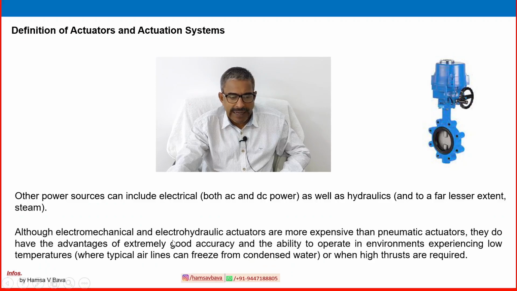Although electromechanical and electrohydraulic actuators are more expensive than pneumatic actuators, they do have the advantages of extremely good accuracy and the ability to operate in environments experiencing low temperature, where typical air lines can freeze from condensed water, and when high thrust is required. So in some locations, for specific requirements, we have to use electrical and hydraulic power sources.